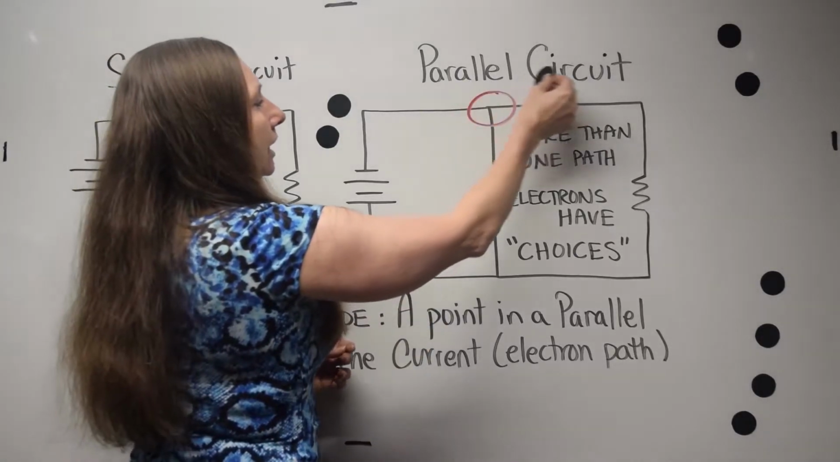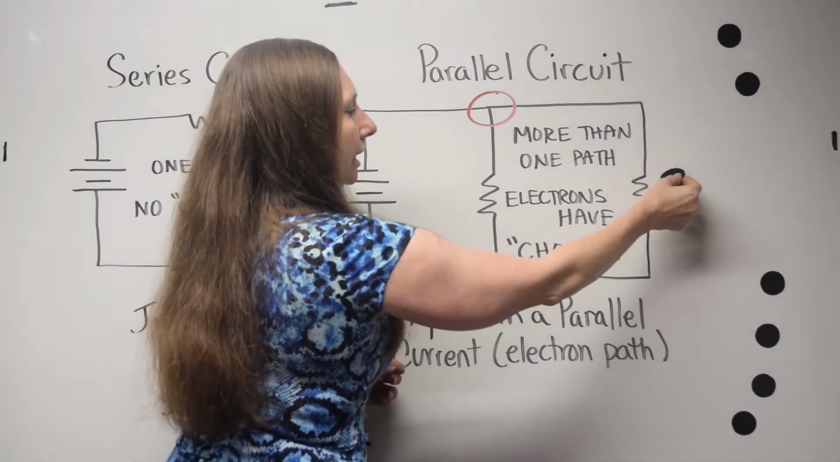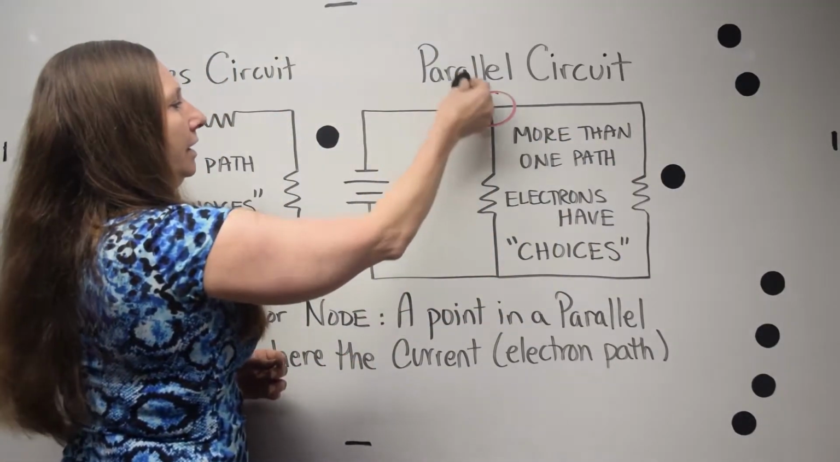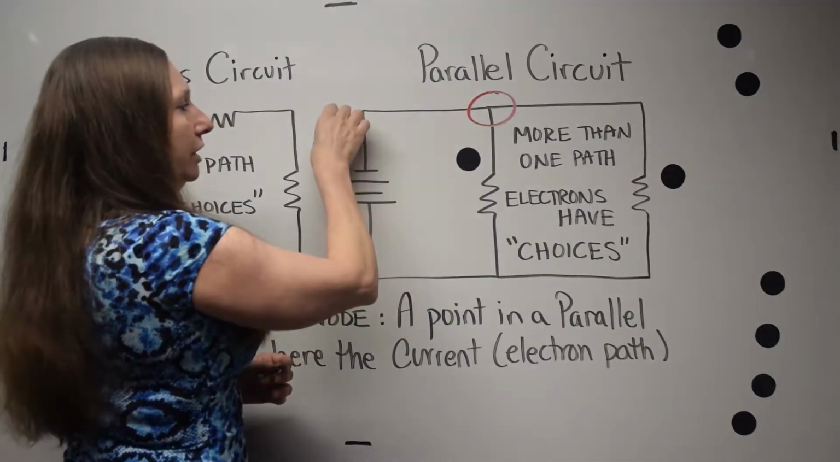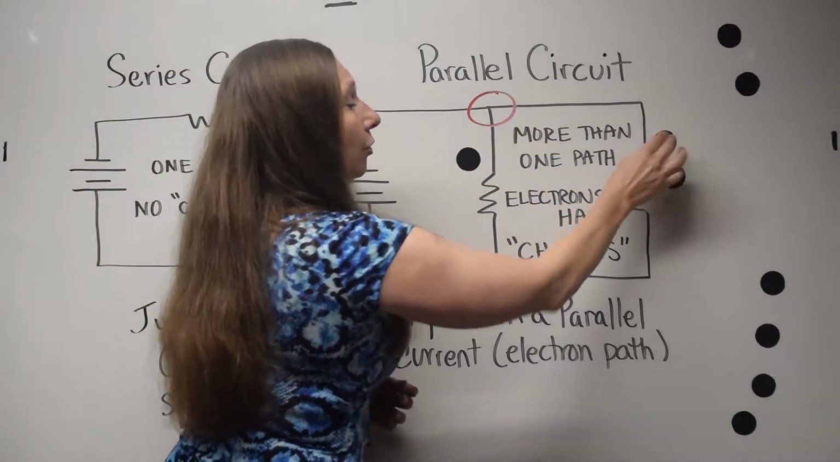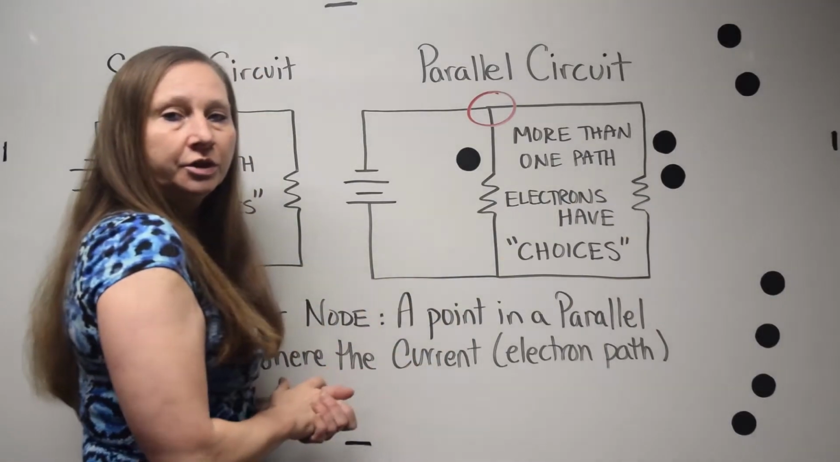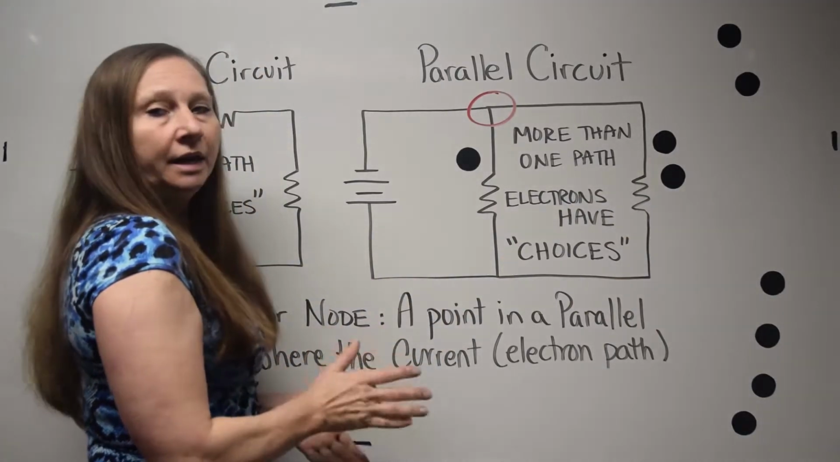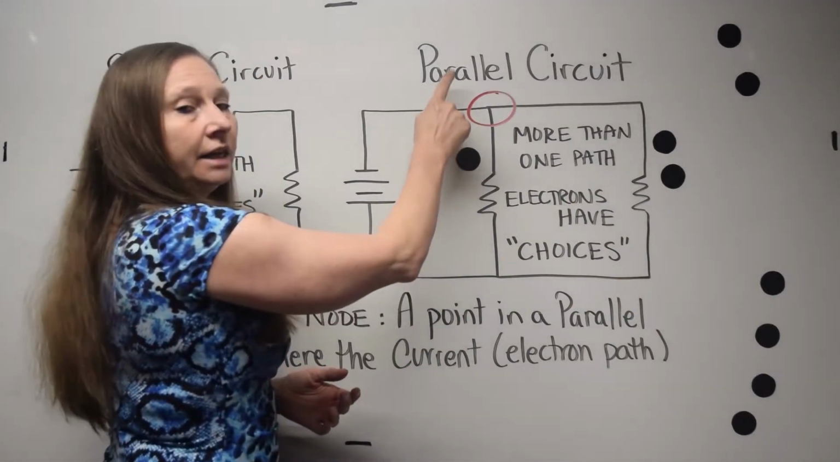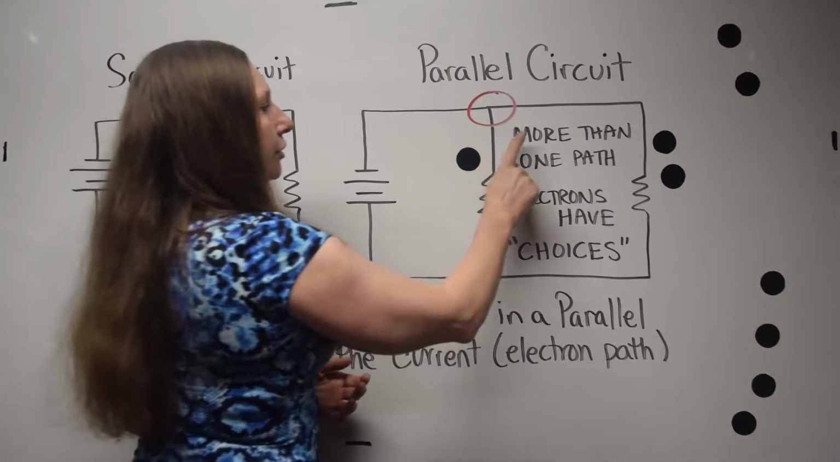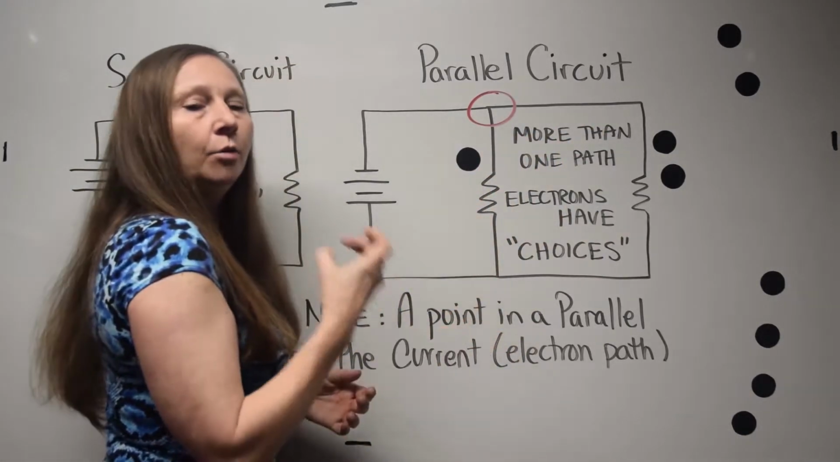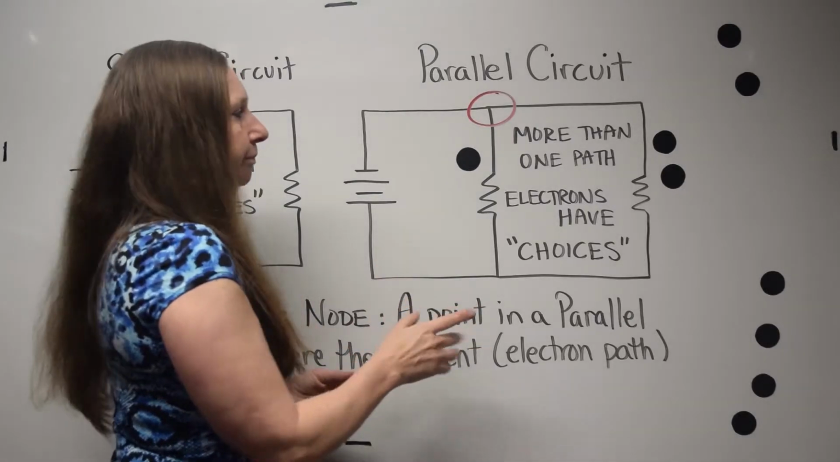All right, so this coulomb of electrons can go this way, and this coulomb of electrons can go this way. This coulomb, I don't know which way it's going to go. Maybe it's going to go that way, maybe it's going to go this way. It depends upon the resistance of each of these resistors. But again, when the electrons get to here, they have a choice. There's more than one path, more than one branch.